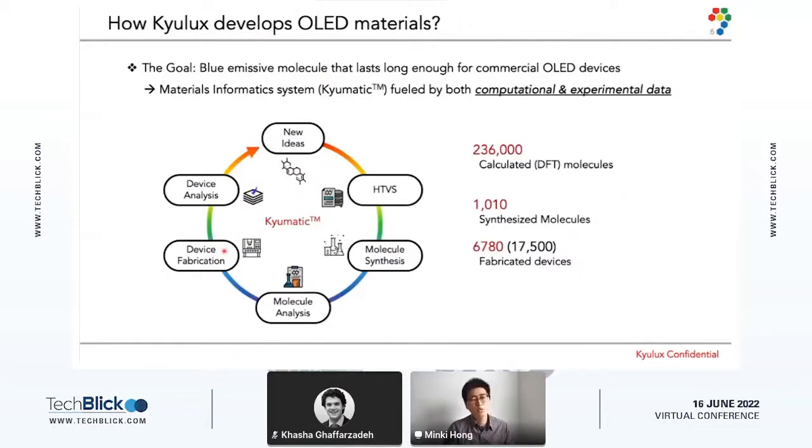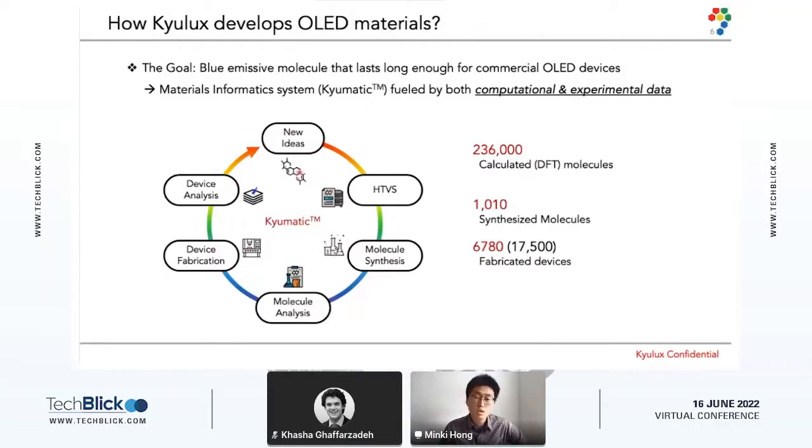I think most of you are well aware of the basic idea of utilizing machine learning to find a good molecule. We have similar ideas. Our goal is again to make a good emissive molecule for OLED, and to do that we established a so-called materials informatics system within the company. We call it Kymatic. The scheme is pretty simple.